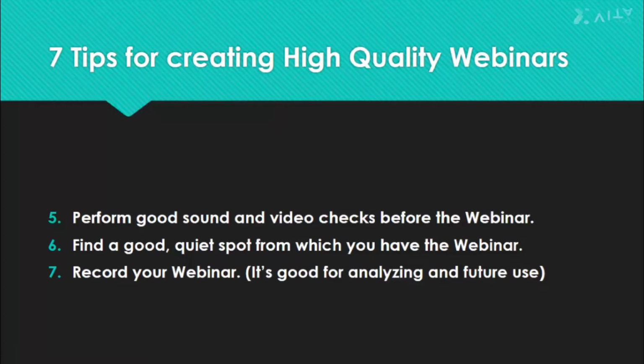The sixth tip would be to find a good quiet spot from which you host the webinar. For example, a very good room where nobody will disturb you. That would be a very good idea. Somewhere where the sound doesn't have echo or things like that. But the most important thing is that other people don't interrupt or disturb you, or someone passes behind your back and their phone starts ringing, things like that. So you need to find a good quiet spot.